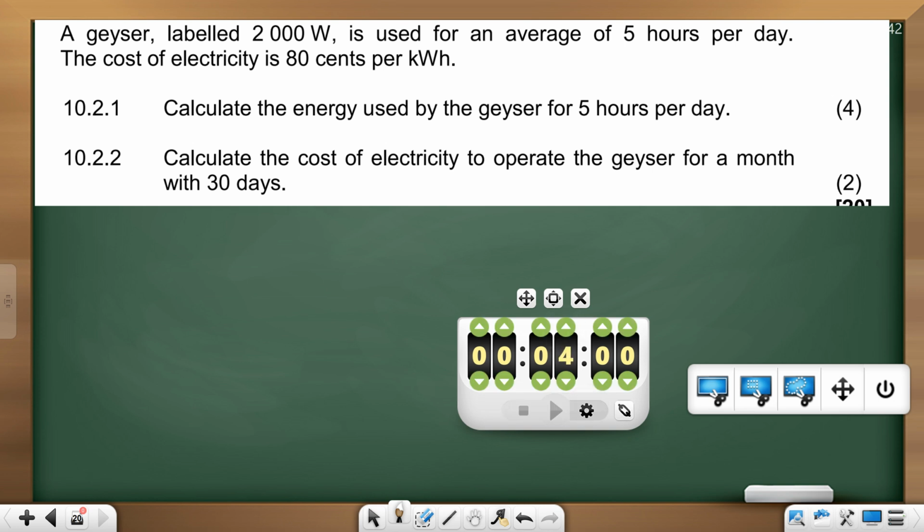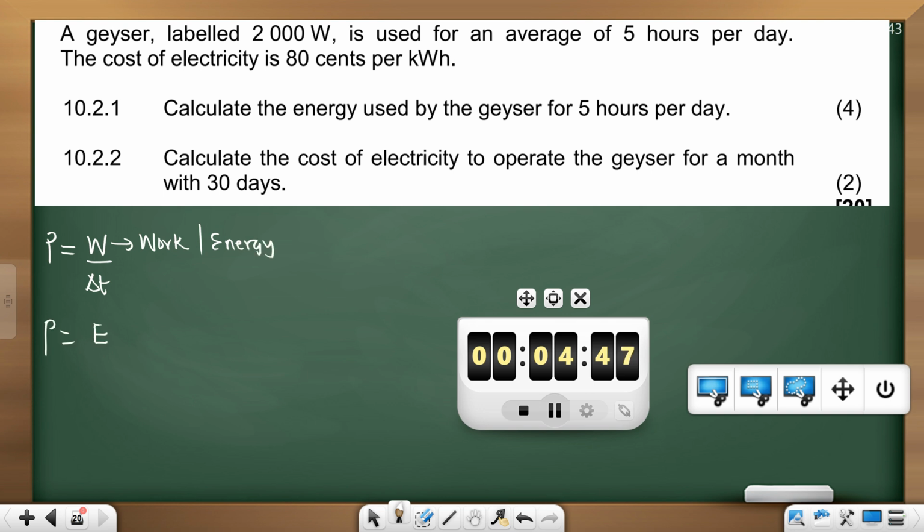What's energy? Calculate the energy used. Energy is W. You have power equals to W over delta T. Remember, we said this is work or energy. So you can also write it like this, E over delta T.